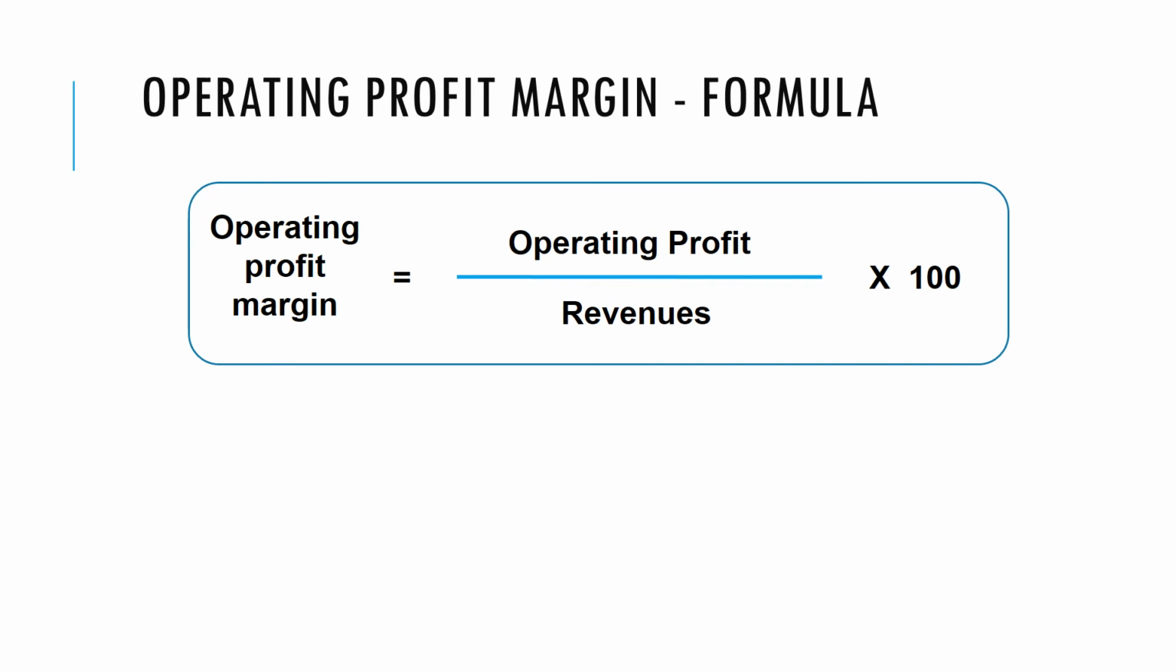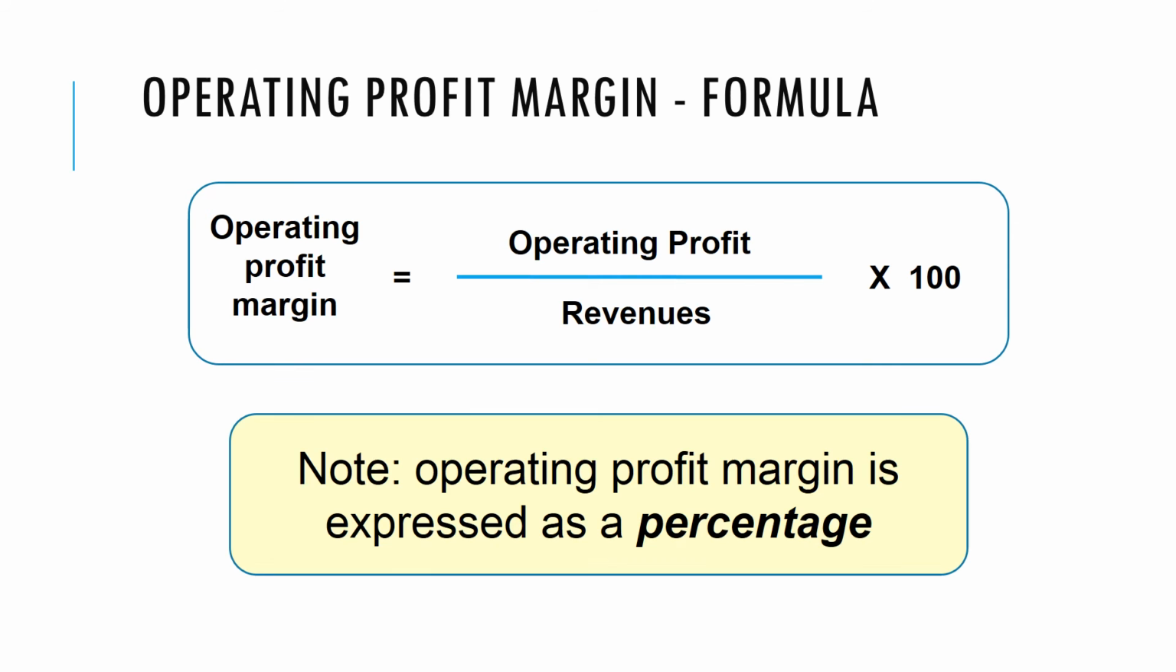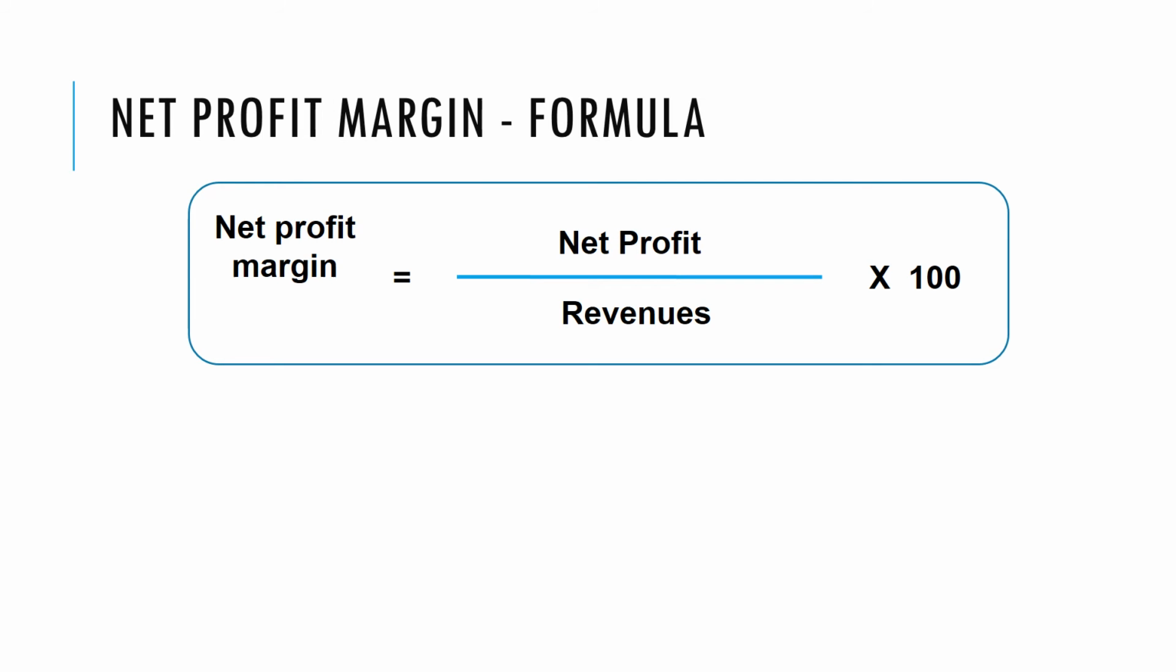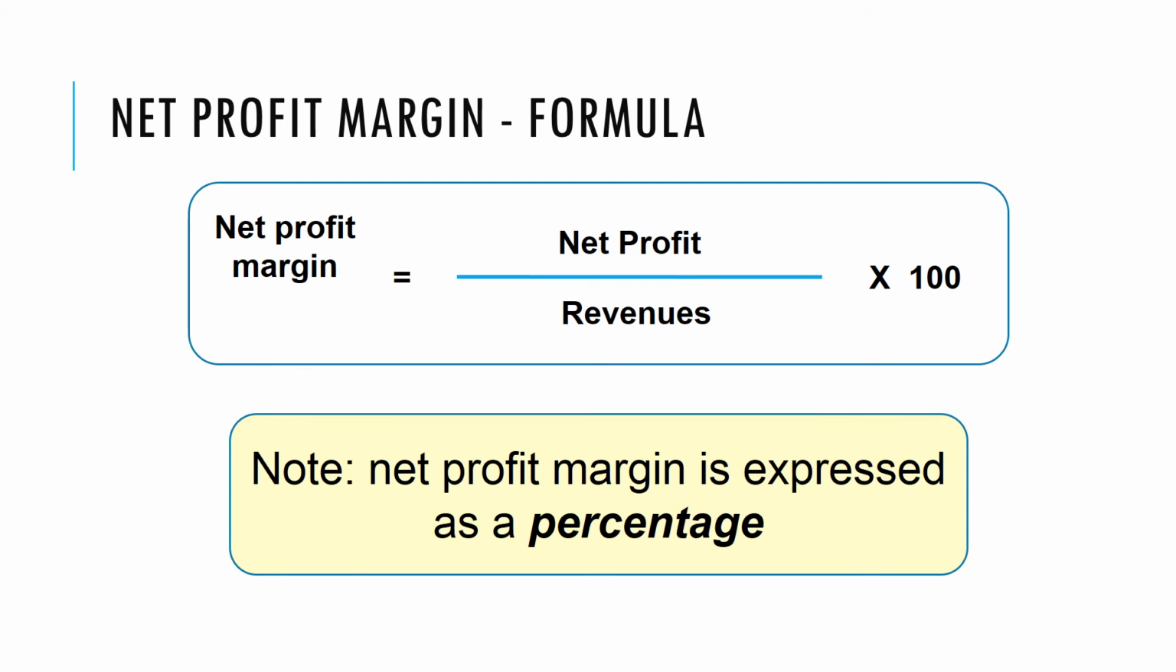The next one is operating profit margin. Operating profit margin is operating profit divided by revenue times 100. And again, it is expressed as a percentage. The final one, see where it's going, net profit margin, profit for the year margin, net profit divided by revenues times 100. Again, net profit margin is expressed as a percentage.